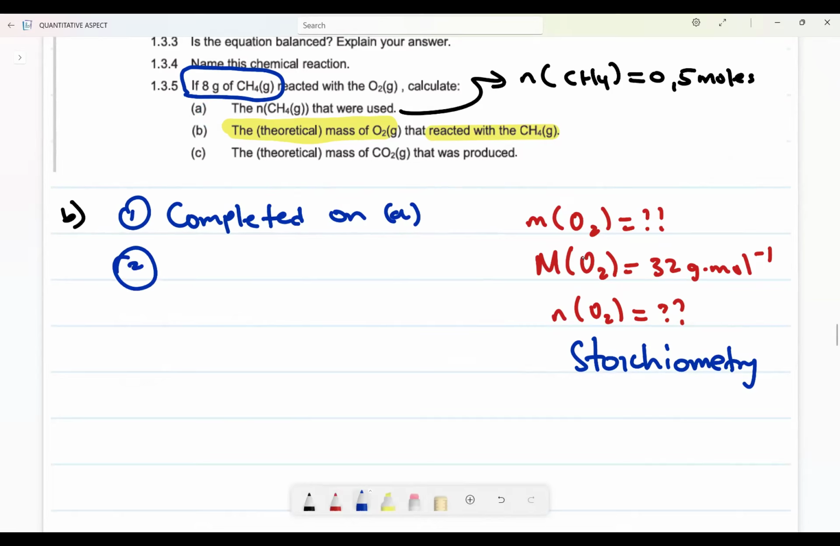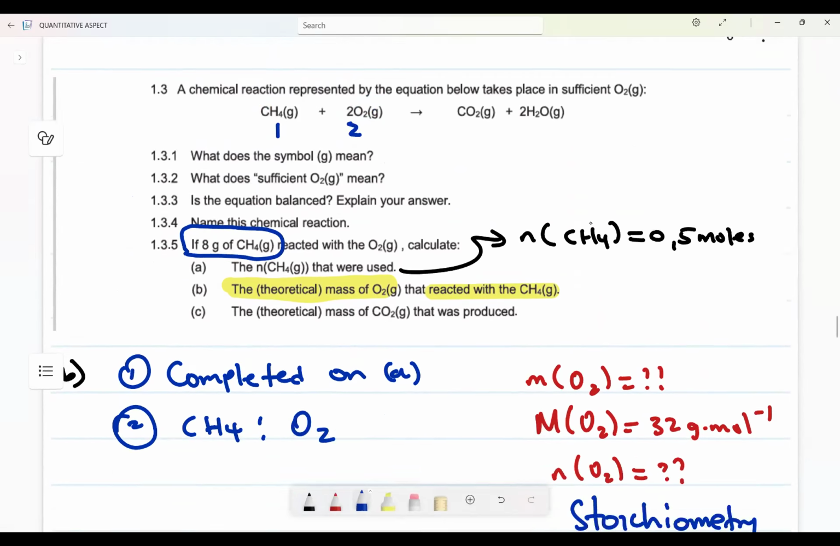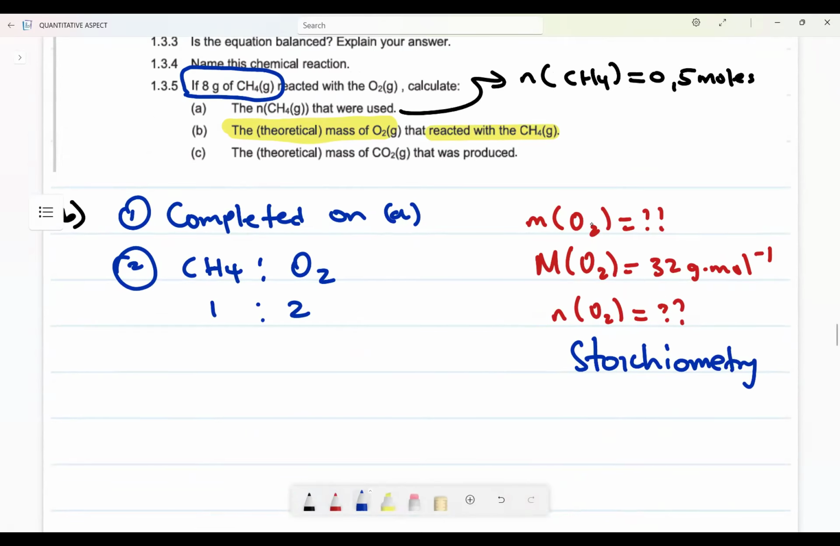Let's look at step number two. Step number two says what? Use the mole ratio between the known and the unknown. What is the known? The known is CH4. What is the unknown? The unknown is the one that I need to calculate for, which is O2. So I need my mole ratio between CH4 as well as O2. Let's check here. CH4 is 1, O2 is 2. Can you see? It is 1 and 2. So the mole ratio between CH4 and O2 is 1 to 2.